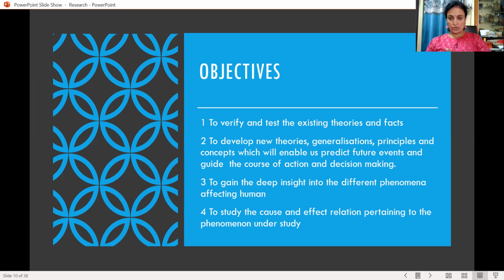As I have already mentioned, for many phenomena, there will be causes. At the same time, there will be effect also. And research is interested in knowing the relationship between the causes and the effect. Why it has happened like this? What is the effect of it? And what will be the future reaction of it? Like this, research is interested in knowing the relationship between cause and effect.